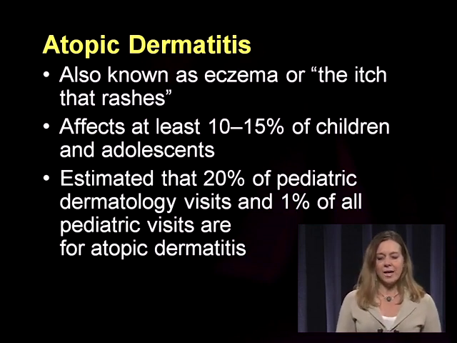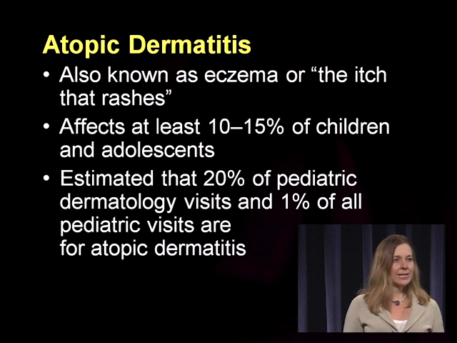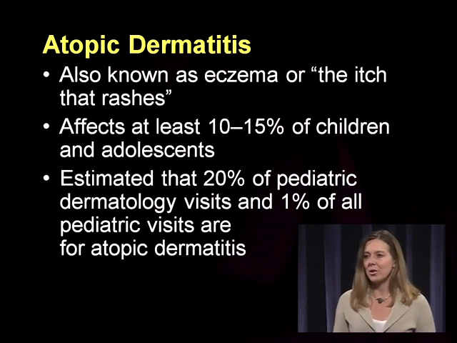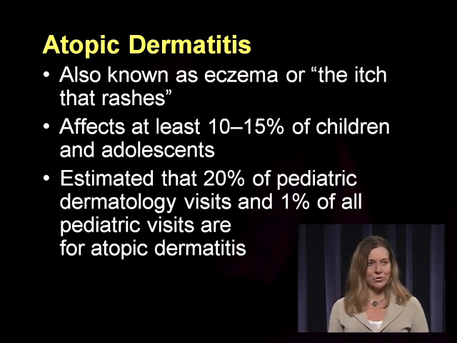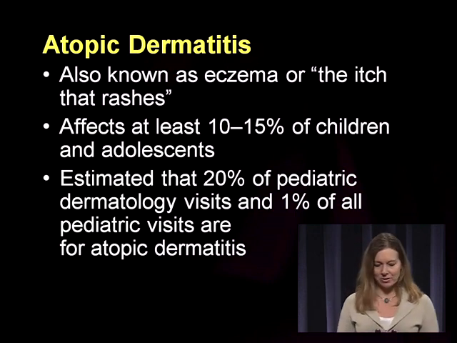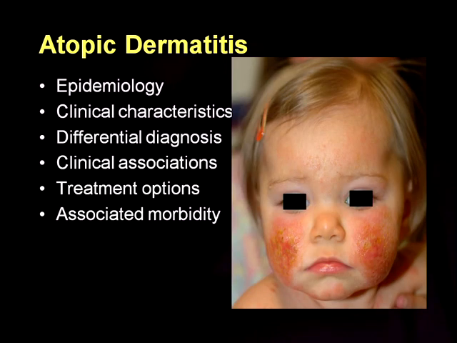So we're going to start with atopic dermatitis. This is also known as eczema or the itch that rashes. And this is very, very common, affecting about 10 to 15% of children and adolescents. And it's estimated that about 20% of pediatric dermatology visits and 1% of pediatric visits are for atopic dermatitis. So we're going to go through epidemiology. We're going to focus on clinical features, differential diagnosis, some of the clinical associations and complications, as well as treatment options.